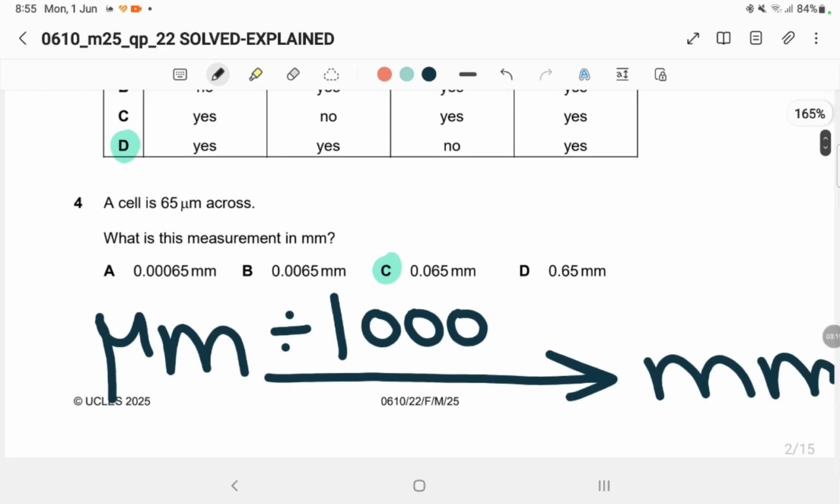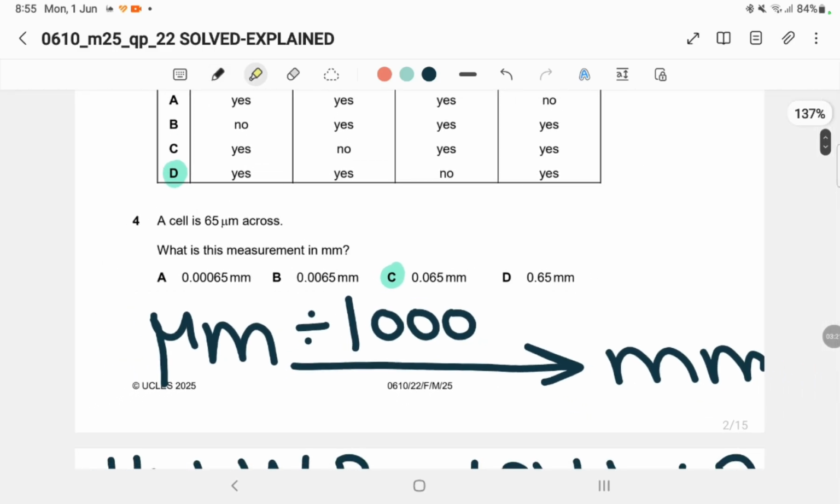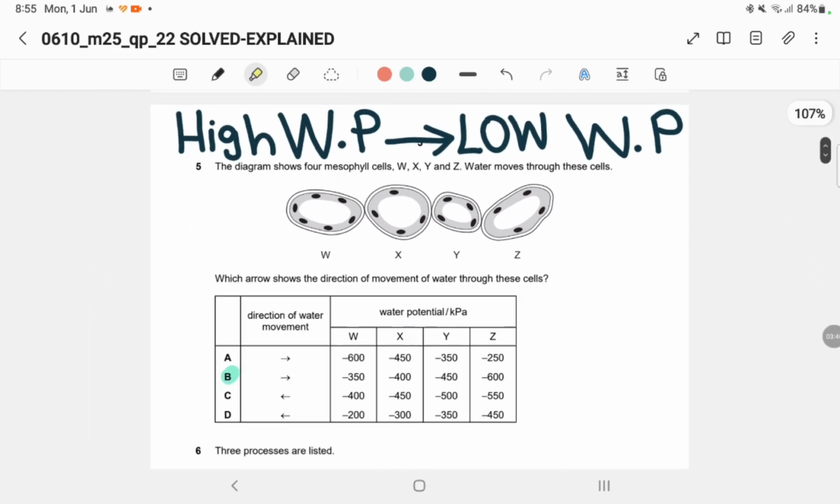Now this question is really basic if you just know the formula. It's telling you a cell is 65 micrometers across. What is the measurement in millimeters? So converting from a smaller unit, which is micrometer, to a larger unit, which is millimeter, we're going to divide by 1000. So basically 65 divided by 1000 is equal to 0.065 millimeters. Okay, now moving on to the next question.